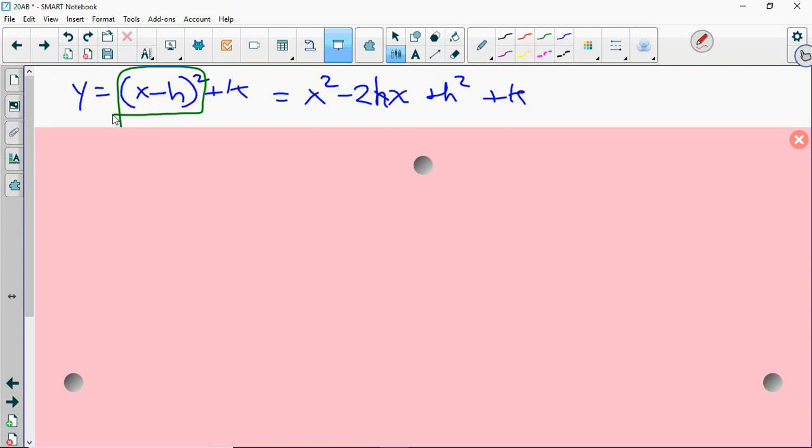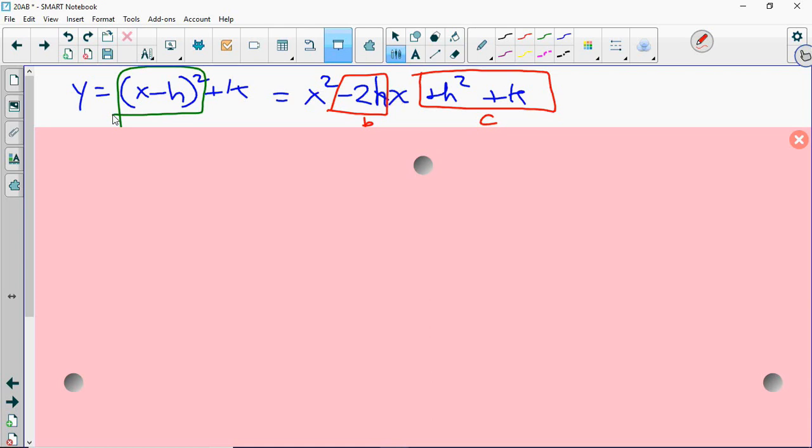Now remember that h and k are just numbers, right? So my minus 2h, that's like my b. So I've got x squared plus bx. And then the h squared plus k, that's like my c, for ax squared plus bx plus c. So converting from vertex to standard, you just expand the squared part and then combine the like terms.